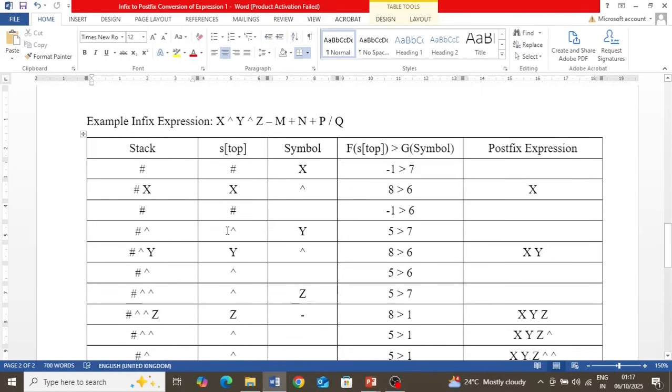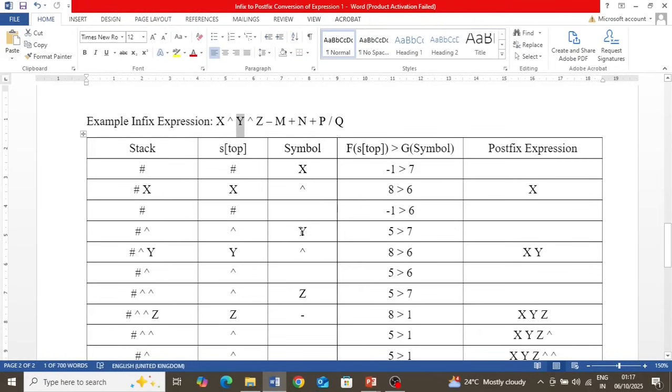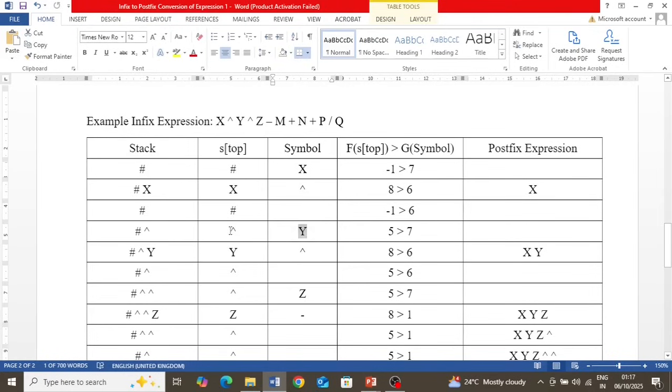The top of the stack is the raised to symbol, and the next element is y. We are going to write it here. Compare now between the raised to symbol and y. The raised to symbol in the function f is 5, whereas the symbol y has the value 7. Is 5 greater than 7?